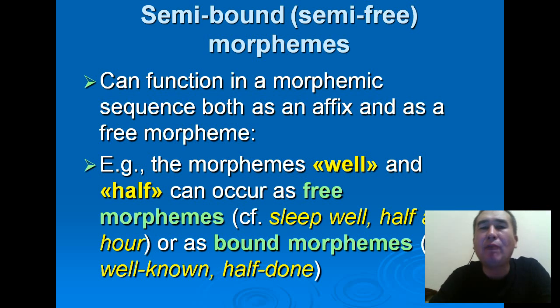Semi-bound, semi-free morphemes can function in a morpheme sequence both as an affix and as a free morpheme. For example, the morphemes well and half can occur as free morphemes, for example, sleep well, half an hour, or as bound morphemes, well known, half gone.